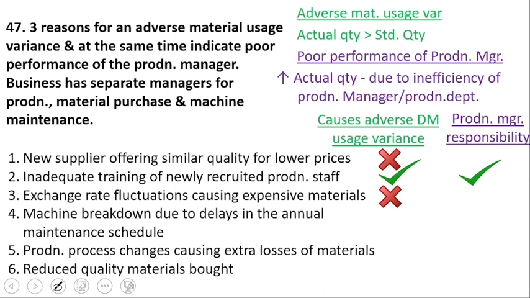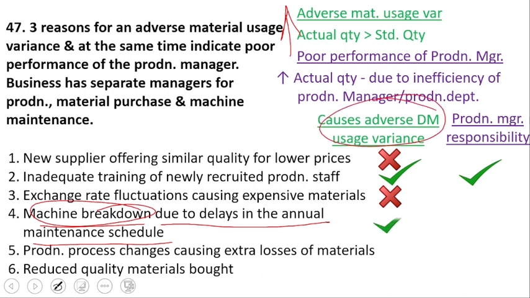Now, reason 4, machine breakdown due to delays in the annual maintenance schedule. Whenever there is a machine breakdown, there is a possibility that some of the raw materials may be lost, which means that the actual quantity used may actually increase, which would cause an adverse direct material usage variance.